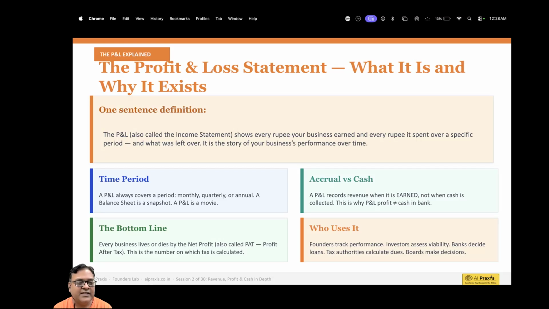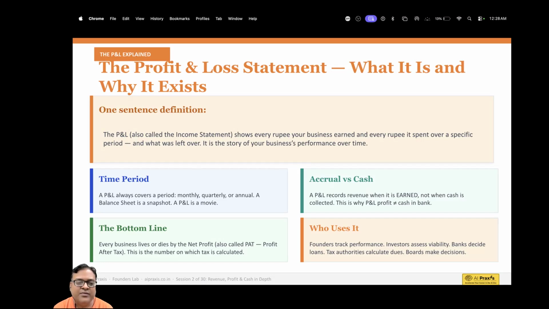The one sentence definition of a P&L, it's sometimes also called the income statement, right? It shows every rupee your business earned and every rupee it actually spent over a specific period. So when you see a profit and loss statement, you will see it for 6 months or 1 year. Ideally, the best way is to create it for 1 year, right?